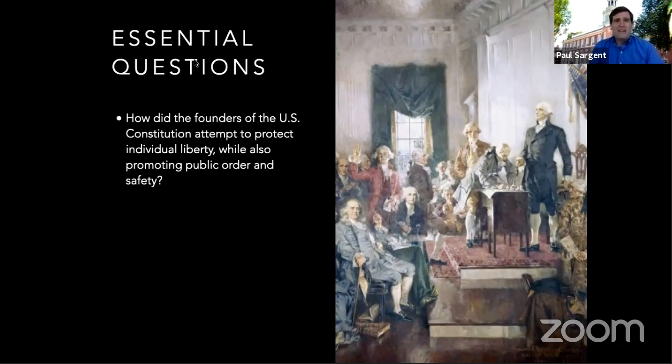So some essential questions. How did the founders of the US Constitution attempt to protect individual liberty while also promoting public order and safety? There's a trade-off there. When are you giving up too much of your freedom in order to be safe, when states lock down for coronavirus and they issue stay-at-home orders. Obviously, there's safety involved, but obviously, it's also taking away personal freedom.